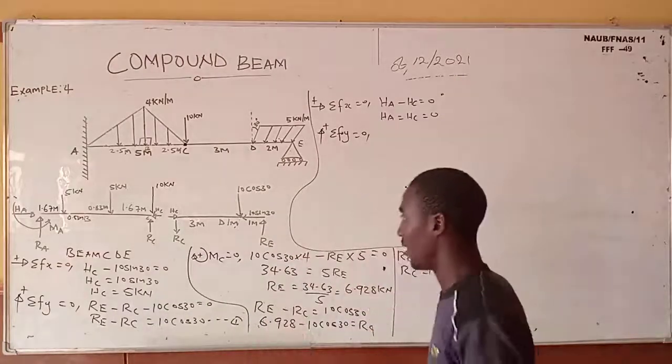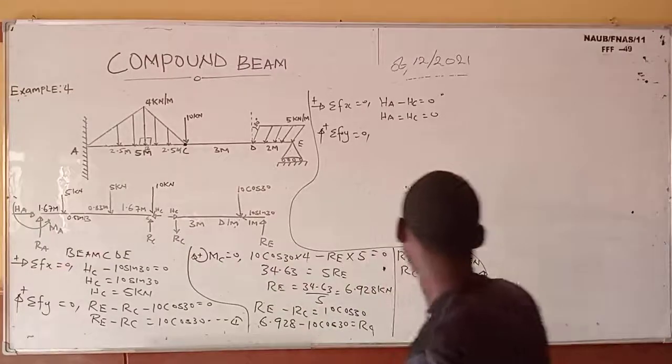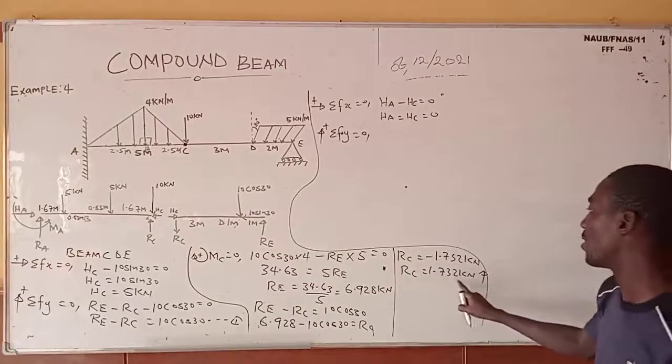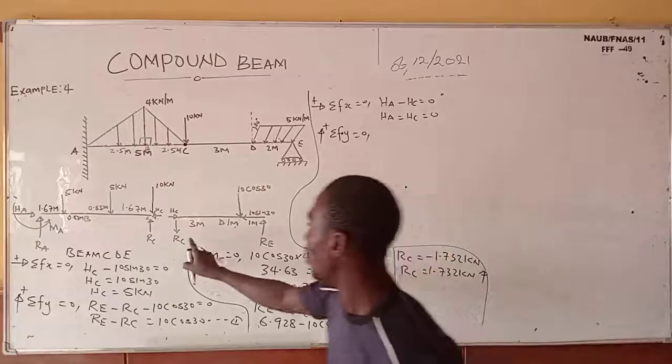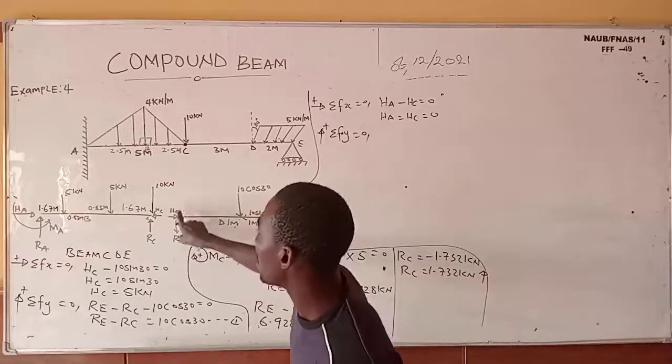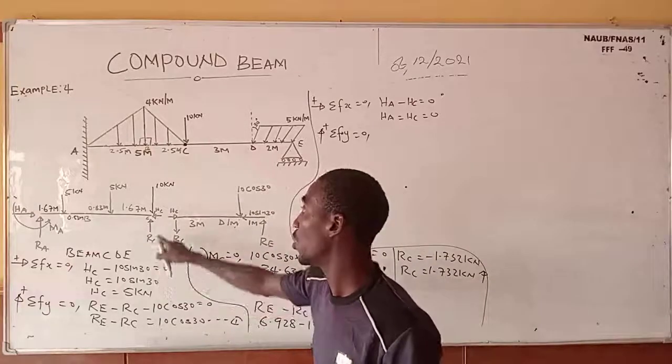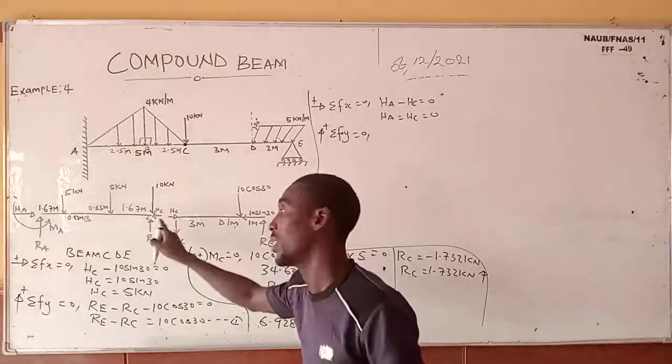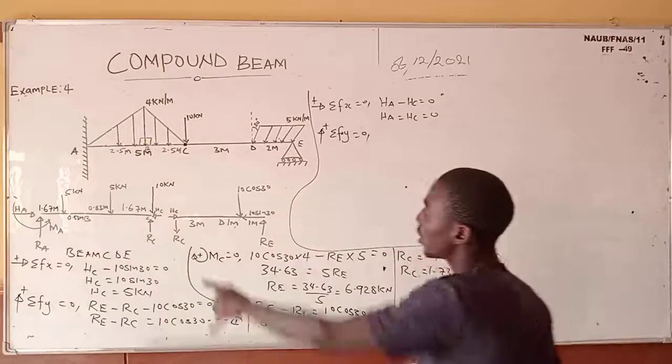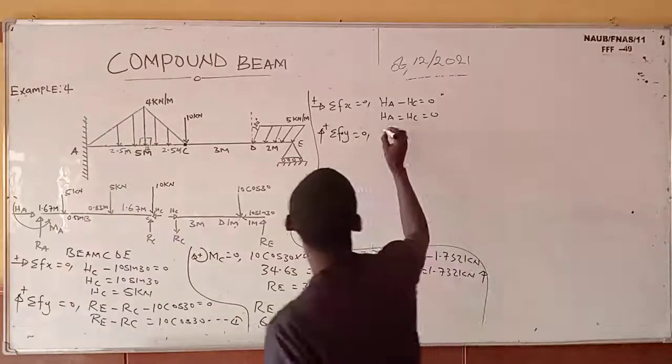Now the next thing is to take our summation of vertical forces. Don't forget that our ROC here is an upward force, which is 1.732. It's supposed to be upward. So when it is upward here, it means it will be downward here. So this is no longer upward but downward. You get that?